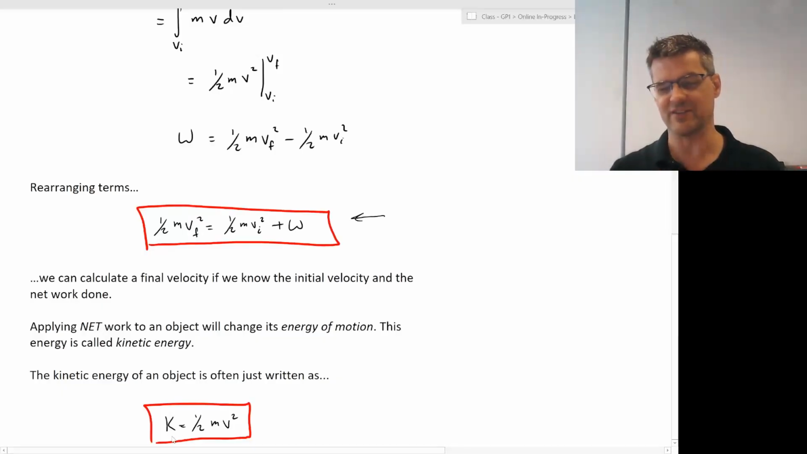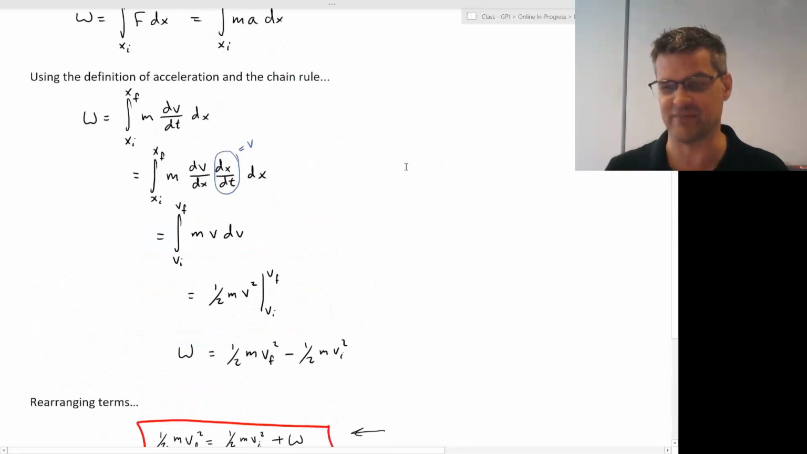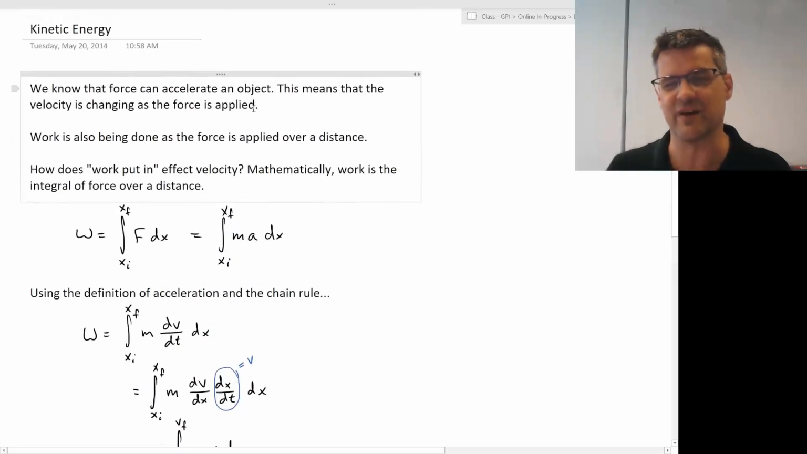So what we essentially see in this equation right here is that the work that's done in the system is used to change the kinetic energy of the system. If you have some net work that is done, it will turn into kinetic energy, or it will take kinetic energy out of the system. And that's really based around the premise of the thing at the beginning.